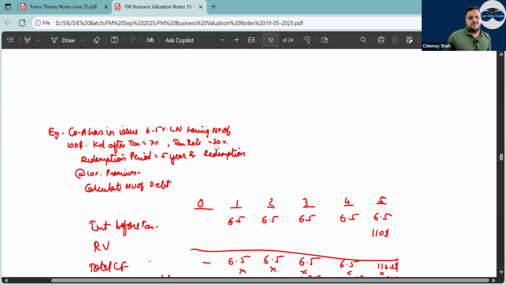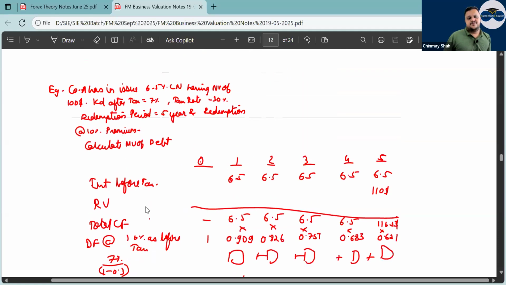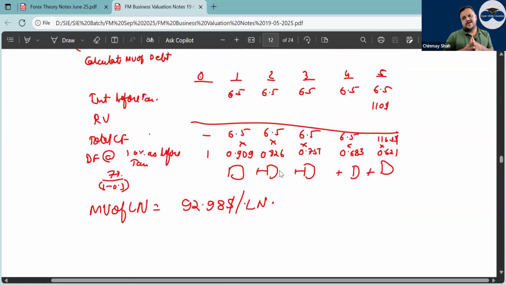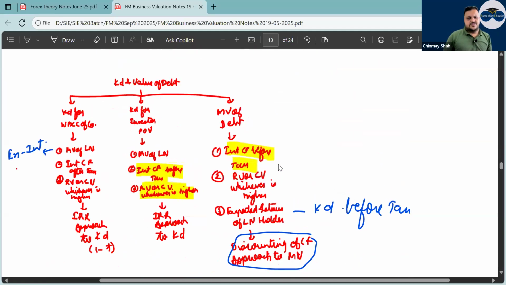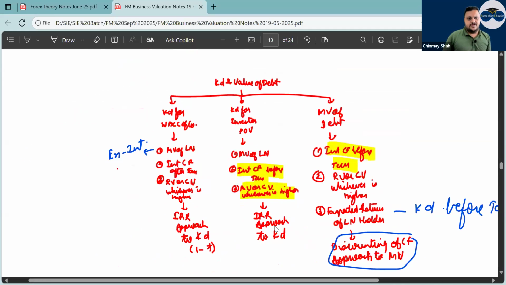Then when it comes to redeemable also, you will take interest before tax and you will take KD before tax. So interest before tax, redemption value, total cash flow, and then discounted by the KD before tax. That will give you the market value of loan note. That is it. Now have a look. I have given this table. This table also helps you solve a lot of questions, correct?